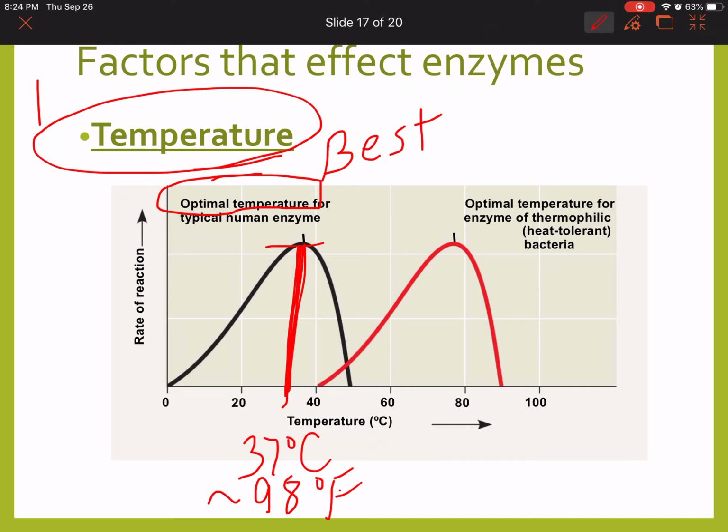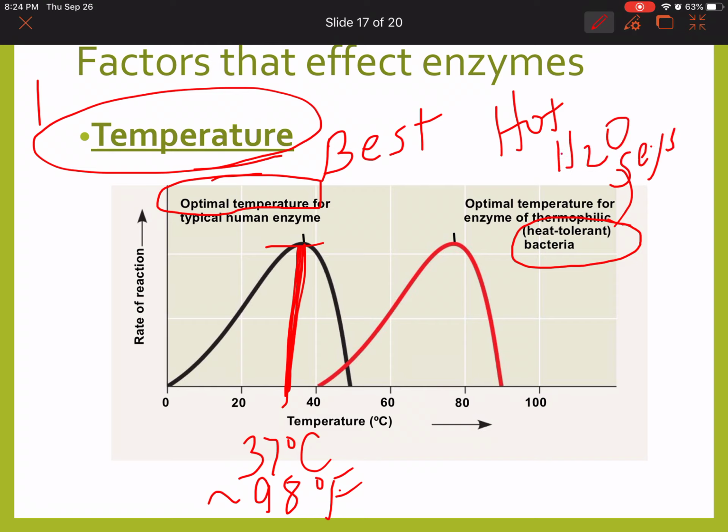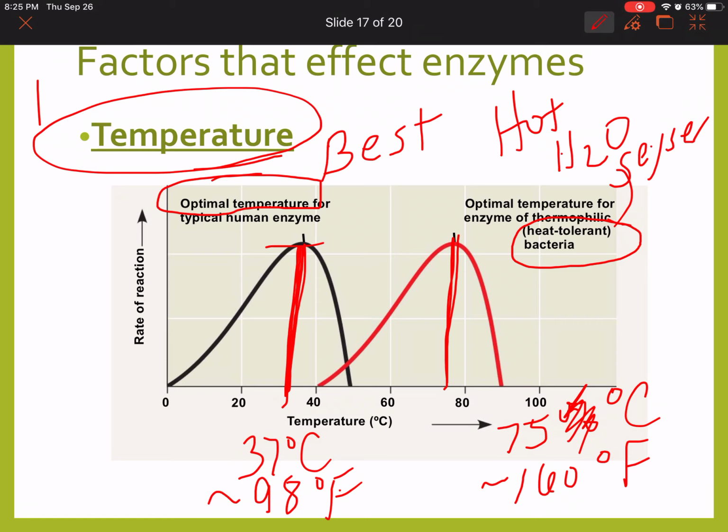On the other hand, if you look over here, I have a heat-tolerant bacteria. This bacteria comes from a hot water geyser. Okay? So it functions best at about 75 degrees Celsius, which, by the way, is approximately 160 Fahrenheit. This little heat-tolerant bacteria loves it, and so does its enzymes. Okay? So temperature affects how well an enzyme functions.